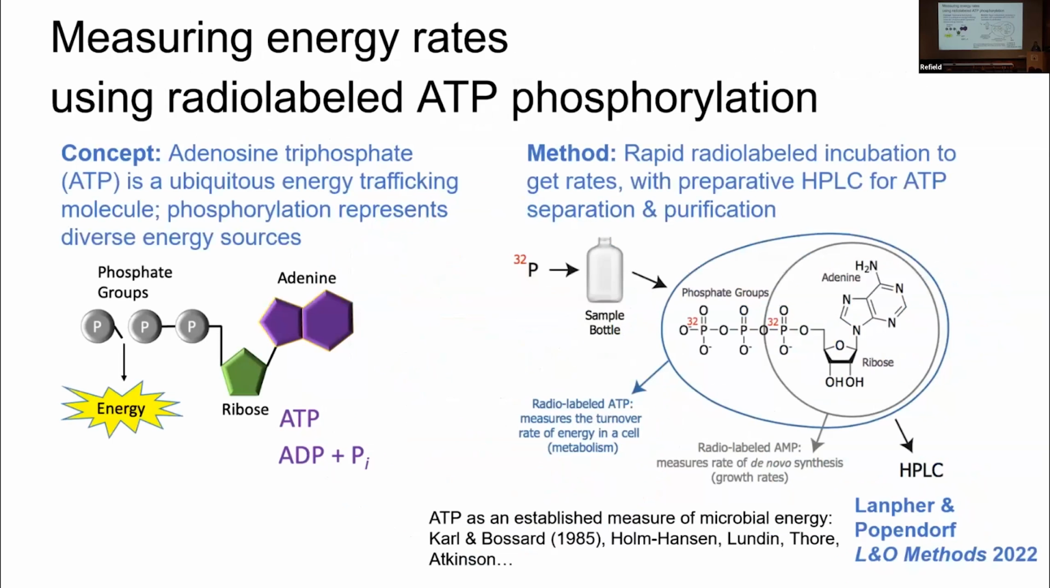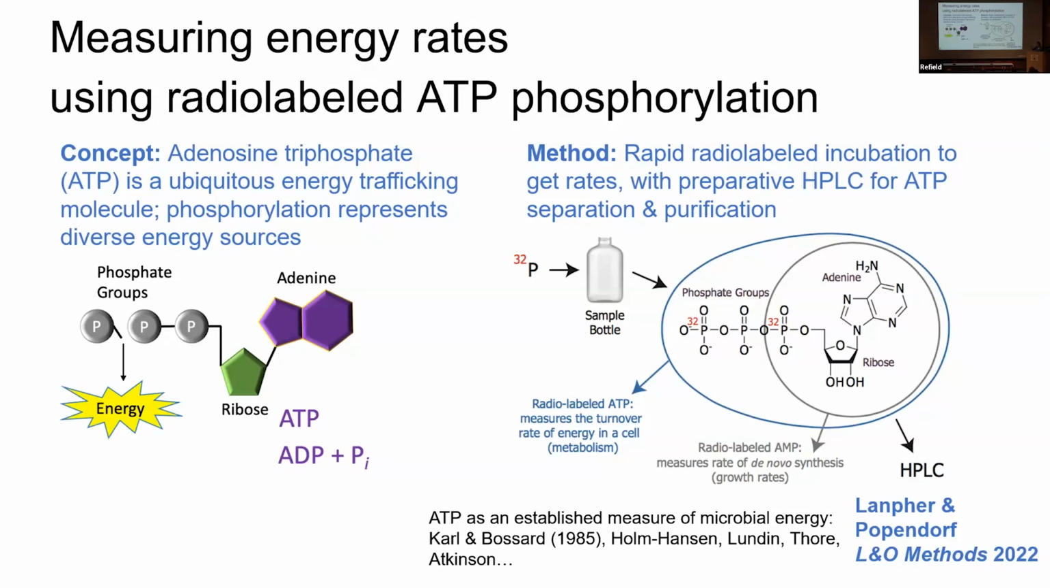So when I say we measured energy rates, what we were using is a method to look at ATP phosphorylation rate using radio-labeled ATP incubations. We were using this because ATP, adenosine triphosphate, of course, is a ubiquitous energy trafficking molecule. Every known organism uses it, maybe not that exclusively, but uses that in high abundance in their cells to traffic energy around for all of the metabolic processes. And the cool thing about ATP is that it's going to represent energy acquisition from diverse sources, light and respiration.